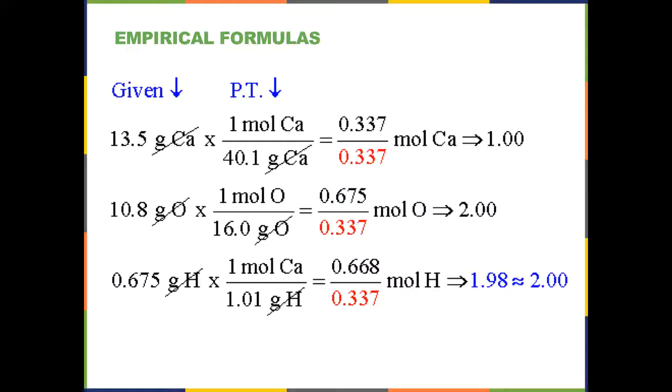0.337 moles of calcium, 0.675 moles of oxygen, and 0.668 moles of hydrogen. The smallest of those 3 is the 0.337, so you divide all 3 of those by the smallest one, and you end up with 1, 2, and approximately 2. And so the tentative empiric formula is CaO2H2, and those are all whole numbers, so you don't have to do anything else. So the tentative formula is CaO2H2, and as it turns out, that's calcium hydroxide. I just rearranged it.